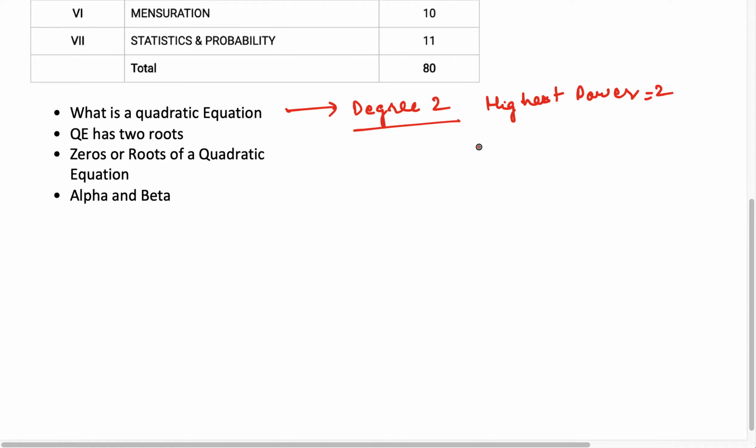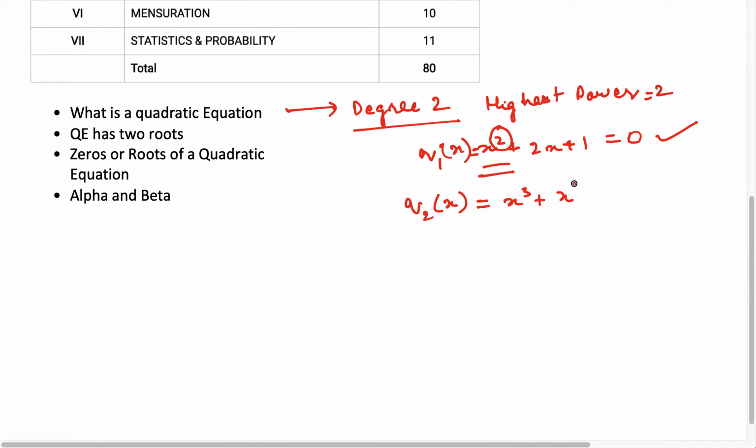To give you an example, if I write x square plus 2x plus 1 is equal to 0 as a quadratic equation, let me call this equation q1 of x. The highest power is 2, so this is a quadratic equation. If I write another equation, q2 of x, equal to x cube plus x square plus x plus 1, now you see the highest power is 3, which means this is not a quadratic equation.